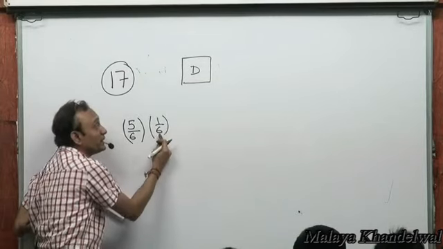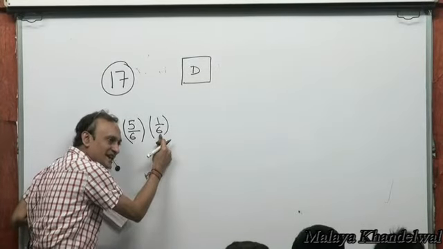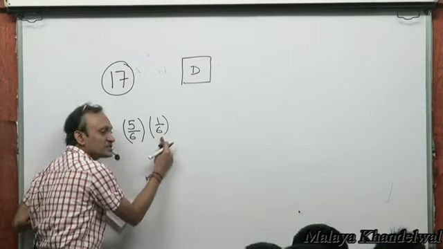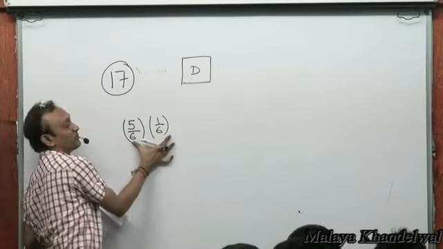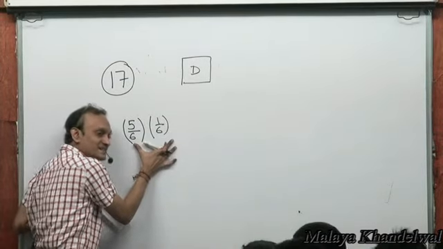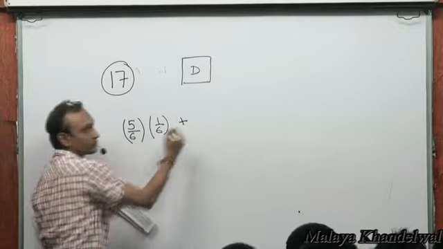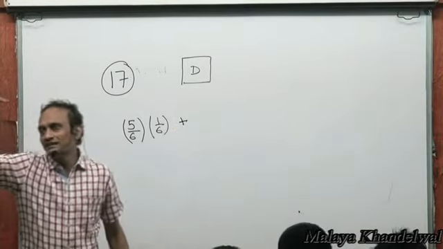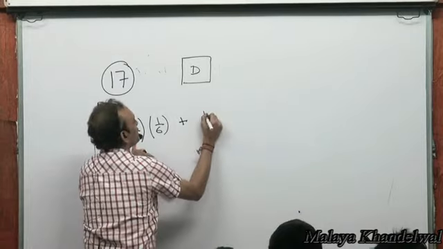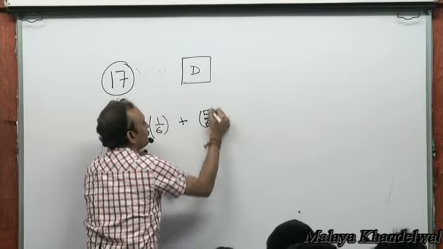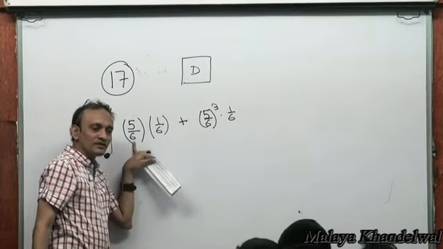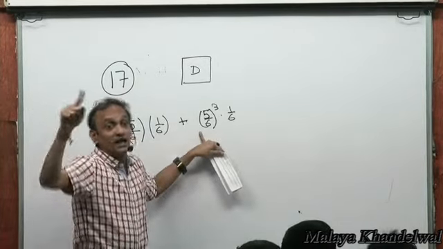So the probability that it succeeds in the 2nd trial will be: it should fail in the 1st trial and succeed in the 2nd trial. This will be the probability that 1 comes in the 2nd trial, plus it should fail 3 times and then pass the 4th time. It can fail in the first 3 trials in 5 by 6 whole cube ways and succeed in the 4th trial in 1 by 6 ways, then 6 trials.